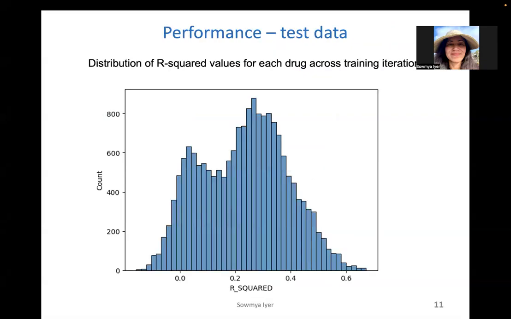And as far as the output goes, I saw a pretty comparable R squared in comparison with current published literature. Some drugs that are known to be predictable were also recapitulated in my data and my model. So as you can see, a majority of them are above 0.2, which doesn't sound that great. But given how noisy this data is, it's a good starting point.